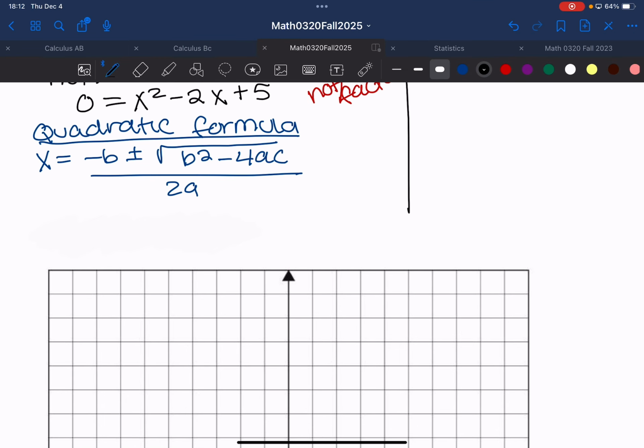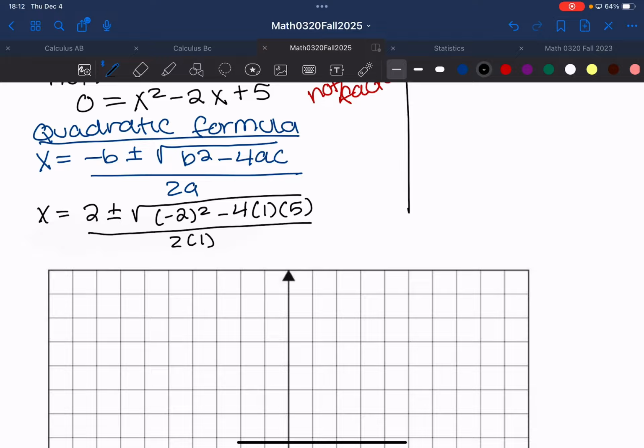I can do that. And I'm gonna plug everything in. So remember, we labeled A, B, and C at the very beginning of this problem. So I'm gonna use those values and plug them in. Okay, x is equal, b is negative 2, so minus a negative turns into a positive. So this is 2 plus or minus the square root. B squared is negative 2 squared. So I'm going to write negative 2 squared minus 4 times a. What was a? 1. Times c, which is 5. Okay, all divided by 2 times 1, because that was our a value.